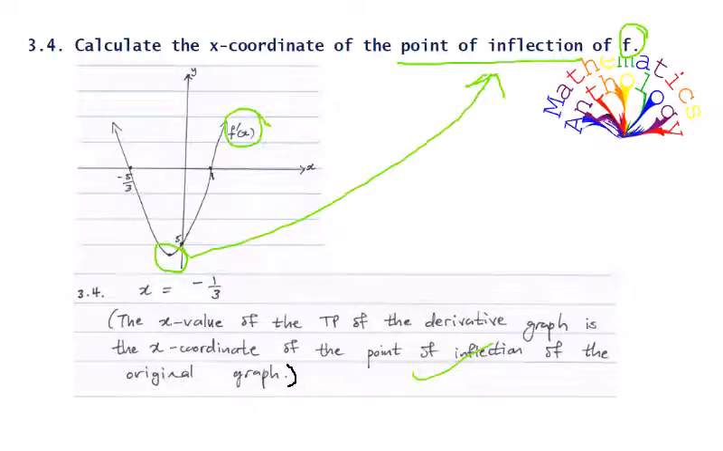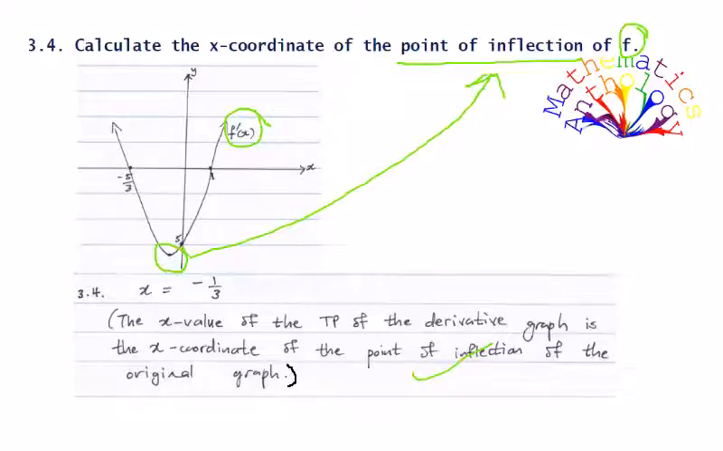I have a note at the bottom again that says the x value of the turning point of the derivative graph is the x-coordinate of the point of inflection of the original graph. So if we apply that, we need our turning point x value of the derivative graph. But we do know what the x-coordinate there is because we did work out our axis of symmetry earlier. Our axis of symmetry, remember, goes through the x value of the turning point. It is the x value of the turning point of the parabola.